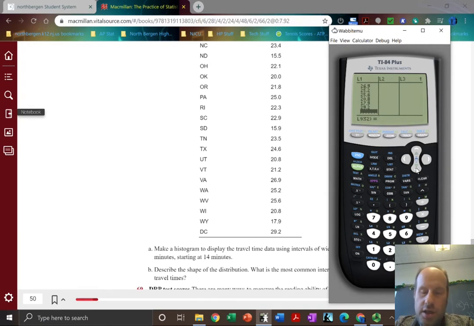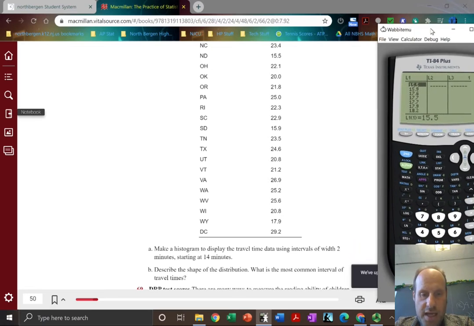So first, right here, sorry about the siren right there, but we're going to go back to stat. We're going to go to sort A right there. I'm going to go to second L1. Close the parenthesis, and now that's going to completely sort it. We go back to stat, edit, and everything is completely sorted, all right?